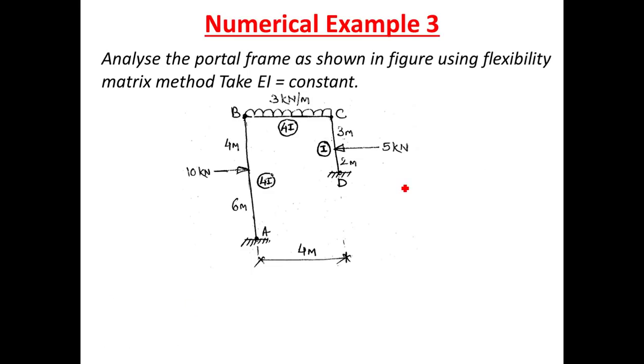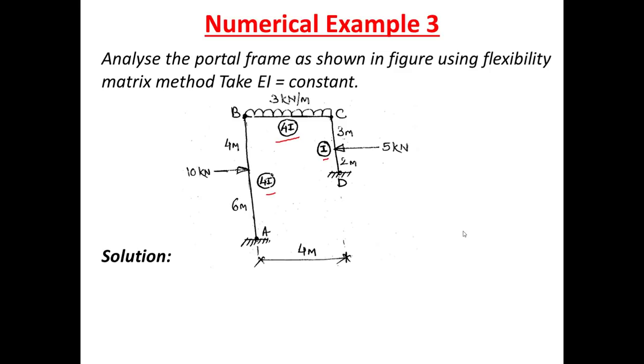Now in this figure there are two columns and one beam. Support A and support D are fixed. Left column and right column are subjected to point load, whereas the beam is subjected to UDL. Moment of inertia for the beam and left column is 4I and moment of inertia of the right column is I.